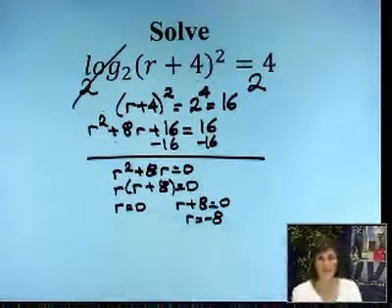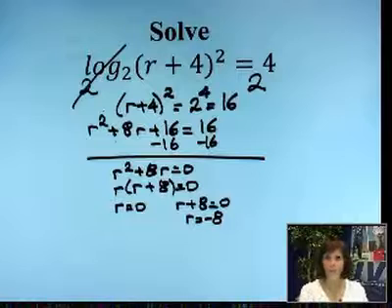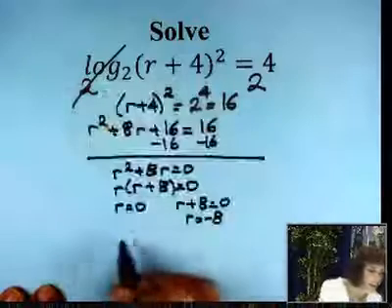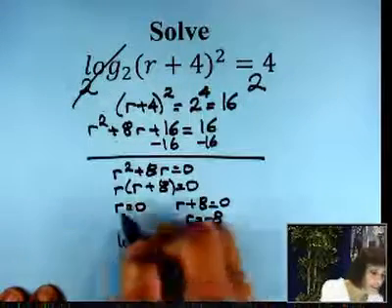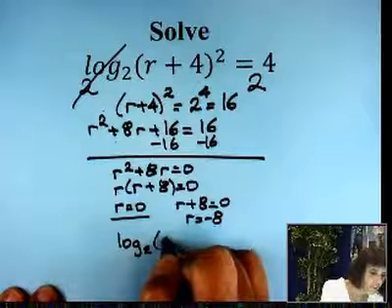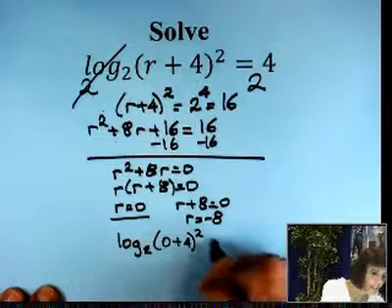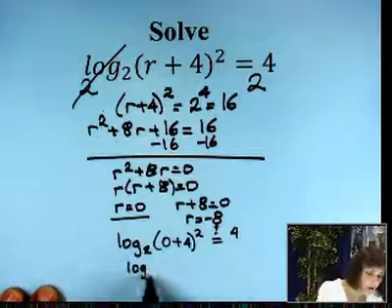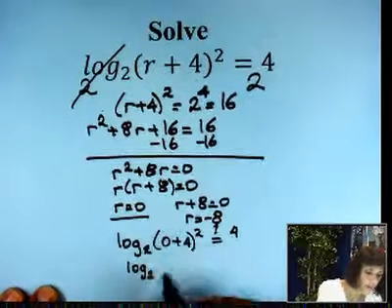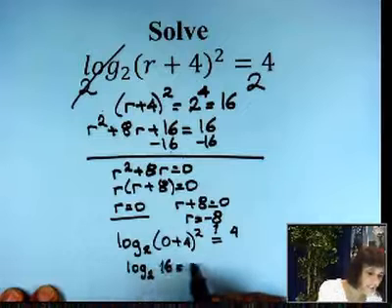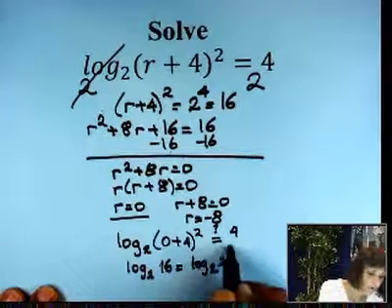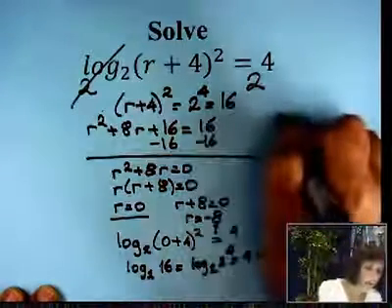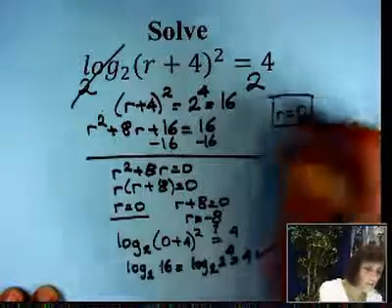This doesn't mean that negative 8 is automatically out. You just have to go back to your original equation and make sure you don't get a negative. So you have log base 2. Let's check 0 first. 0 plus 4 squared is 16, which is 2 to the 4th. Yeah, that works. So r equals 0 is a perfectly good solution.